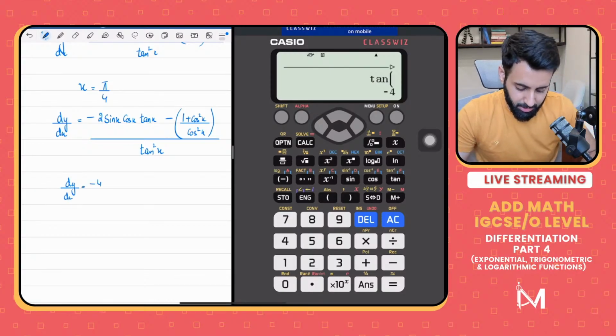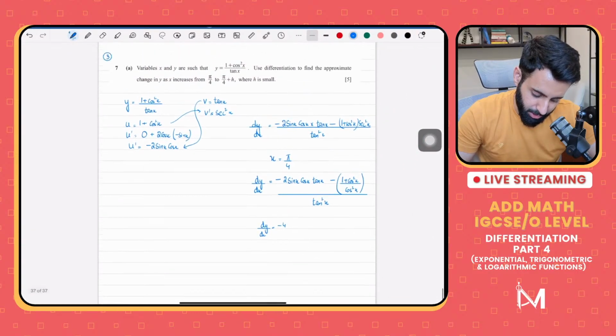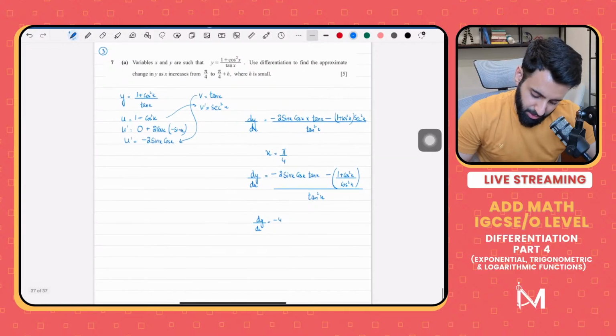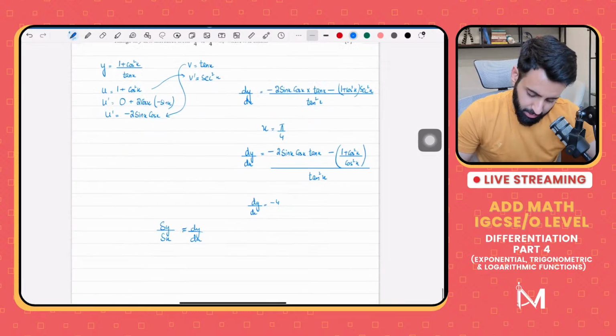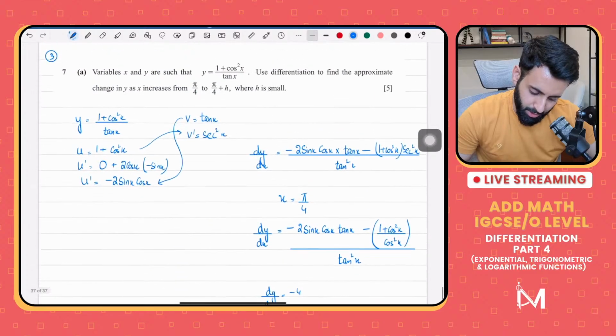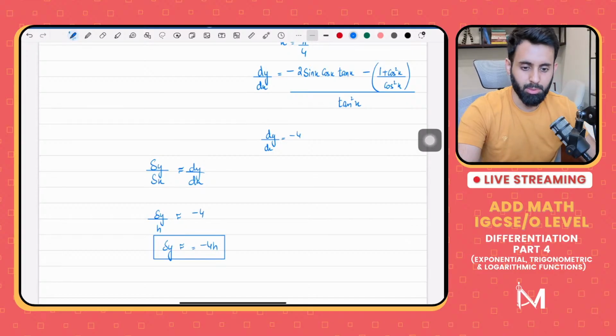So dy by dx is equal to minus 4. And now we're going to write our final answer. What is it that we're supposed to do? We're supposed to find out the approximate change in y. So this is what we're supposed to use: small change in y over small change in x is approximately equal to dy by dx. So dy by dx we have as minus 4. As far as the small change in x is concerned, that I believe is equal to h. There you go. Now if you cross multiply, a small change in y is equal to minus 4h. And that's it. Job done. Easy peasy.